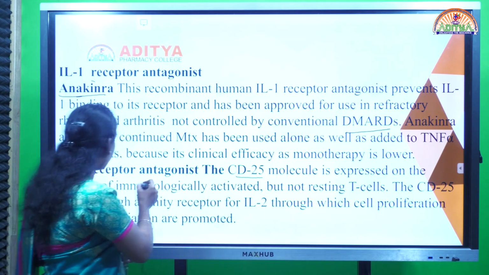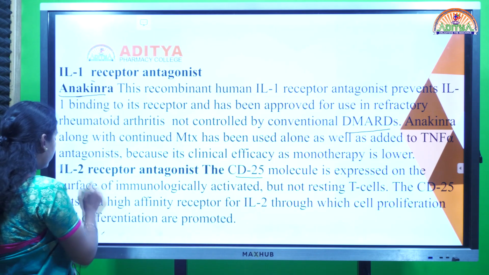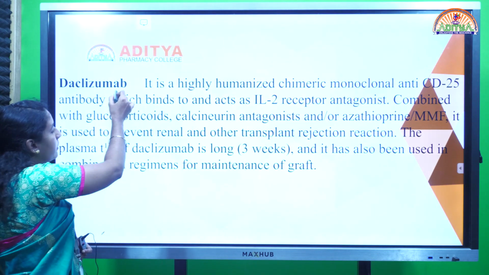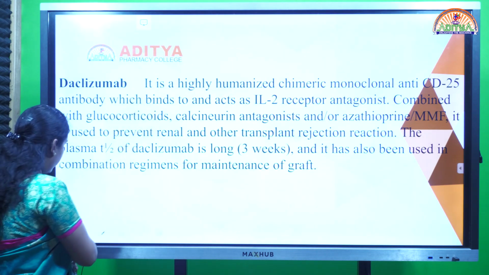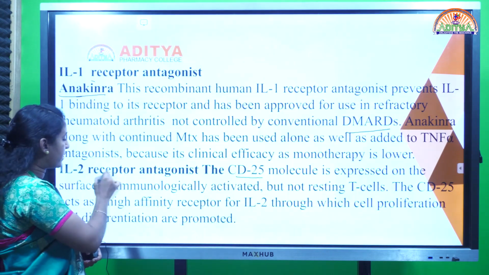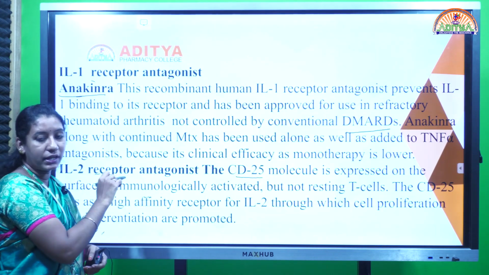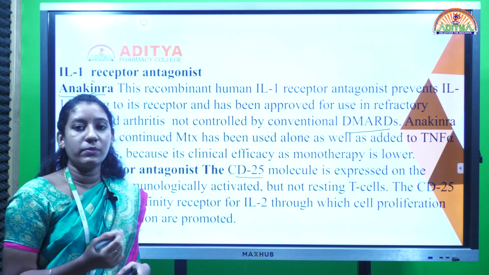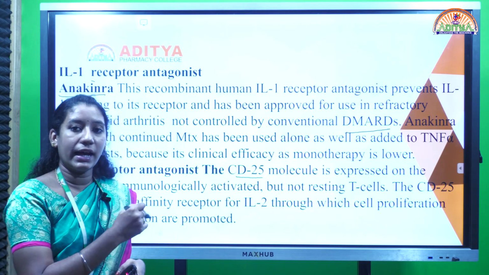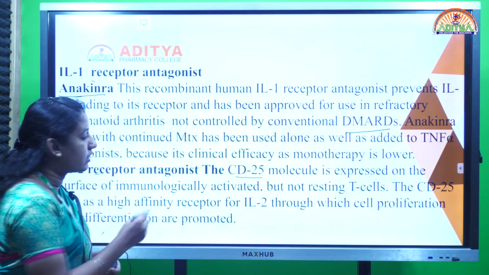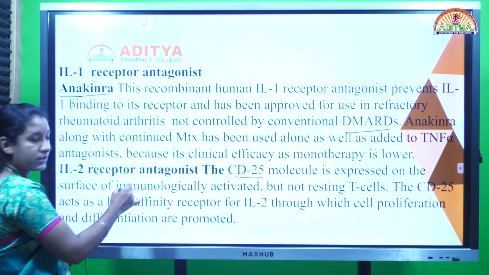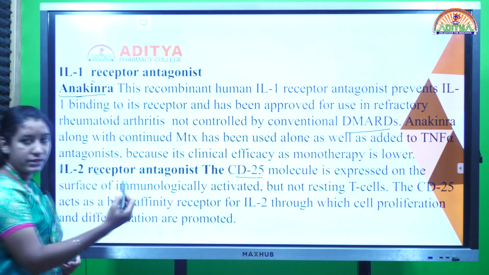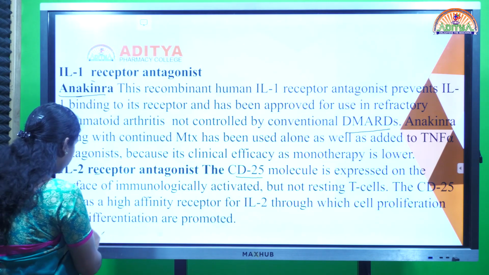The first drug here is daclizumab. This drug, in place of CD25, will bind with the IL-2 receptor and inhibit the IL-2 actions. Generally, the CD25 molecule is expressed on the immunologically activated T cells and it has high affinity towards those receptors. So the drugs which belong to this IL-2 receptor antagonist class, in place of CD25, will bind to that receptor and inhibit its actions.